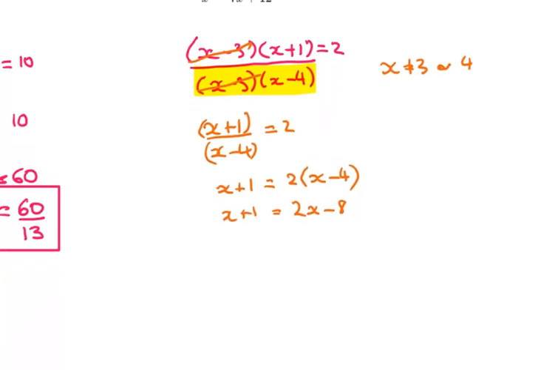I'm going to go slowly with the x on both sides. First, we're going to subtract x from both sides, and we get 1 is equal to x minus 8. Now we're going to add 8 to both sides, and we get x is equal to 9.